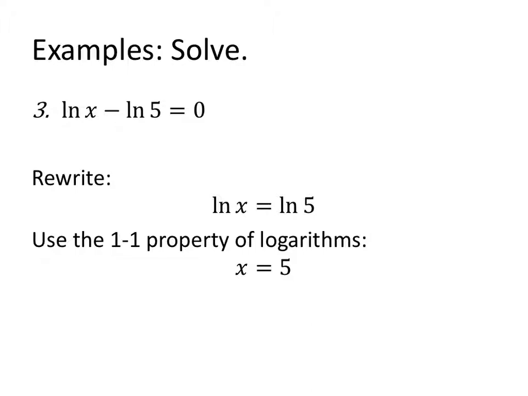If we have the natural log of x minus the natural log of 5 equals 0, we can add natural log of 5 to both sides, and we find that the one-to-one property of logarithms says if log base a of x equals log base a of 5, say. In this case, our base is e, obviously, natural log. Natural log of x equals natural log of 5, it must be that x equals 5. The one-to-one property of logarithms requires the same base on the logs, just like the one-to-one property of exponentials requires the same base on the exponential expression.